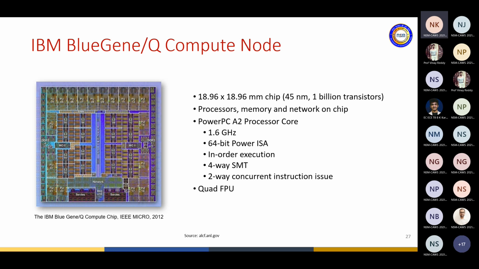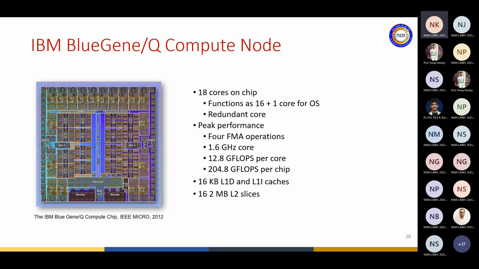What goes inside ultimately is your processor. And so this has, of course, billions of transistors required. IBM has something called power architecture, and this is built on the power architecture. There were 18 cores on chip, but they used to keep only 16 cores active, and on one core they would run the OS, so that the OS functions do not interfere with the applications.